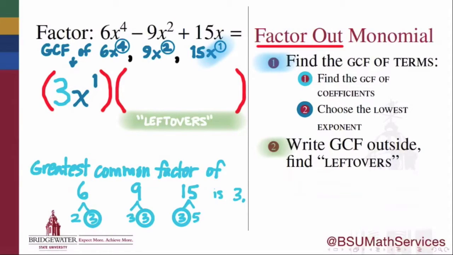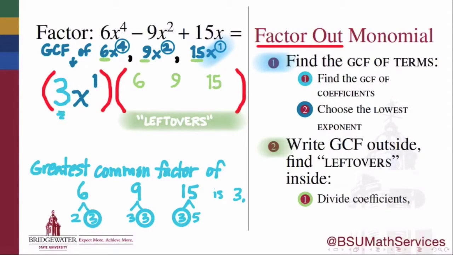When 3x is factored out of 6x to the fourth minus 9x squared plus 15x, what remains in that expression? We can find that, most simply I think, by dividing the expressions by one another, dividing them by the GCF. So if I divide 6x to the fourth, 9x to the second, and 15x to the first by 3x to the first, I will discover what belongs in the leftovers.